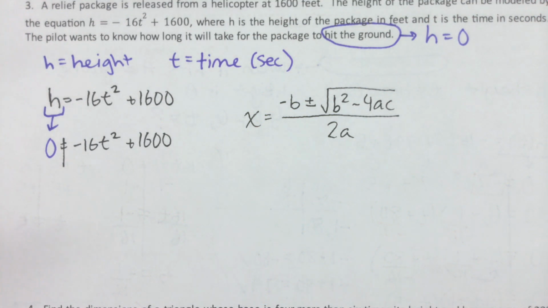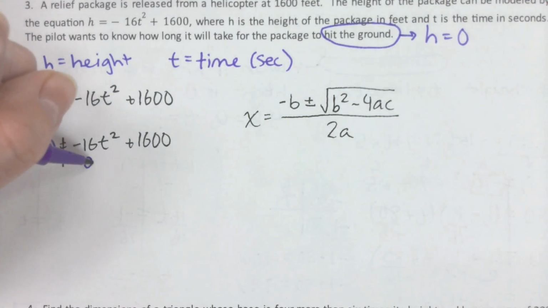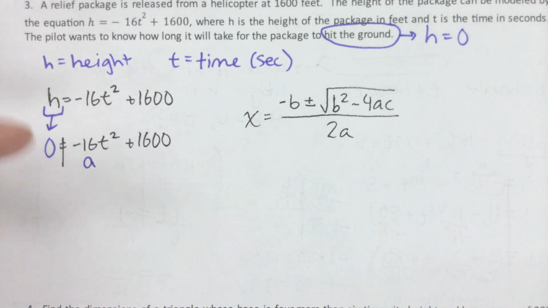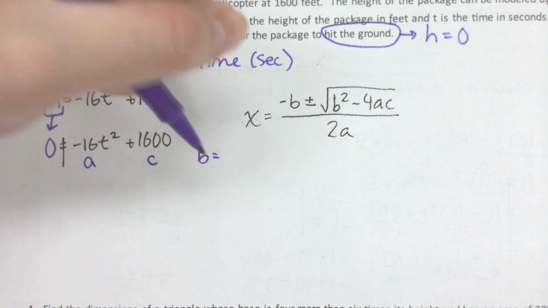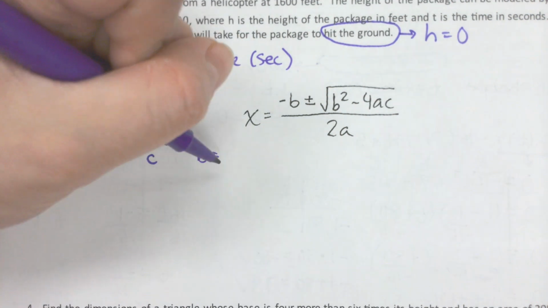Okay, I only have 2 terms here. Which letter am I missing? A, B, or C? B. I have A, that's attached to the t squared, and then C, the constant by itself, no x. B is missing. So what's B? 0.